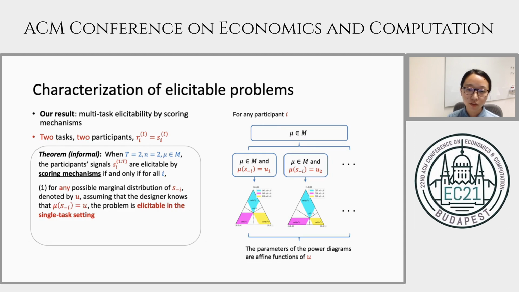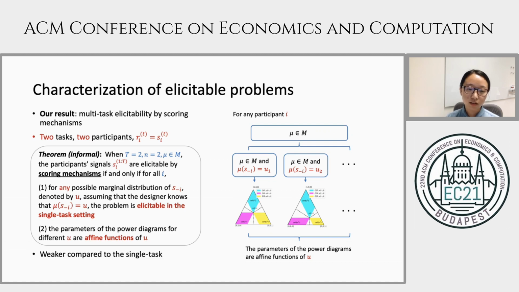Finally, if the parameters of these power diagrams can be represented as an Fn function of the marginal distribution mu S minus I, then this multitask problem will be elicitable. The condition that we just described is also necessary for a problem to be elicitable, meaning that if a problem is elicitable, it must be the case that we are able to find such power diagrams.